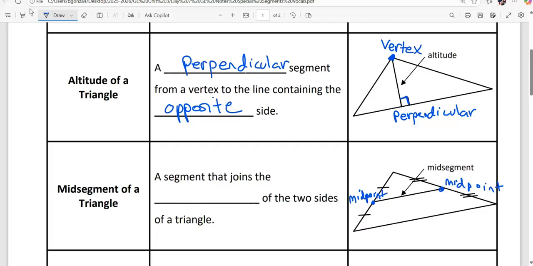So, a segment that joins the 2 midpoints of different sides of a triangle is a mid segment. A segment so mid that it connects midpoints. On your back.